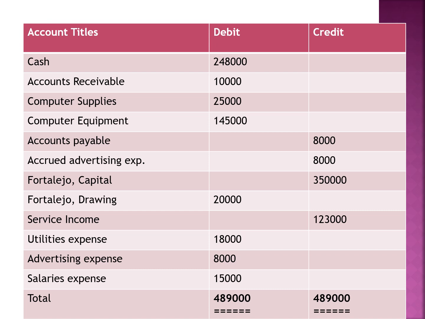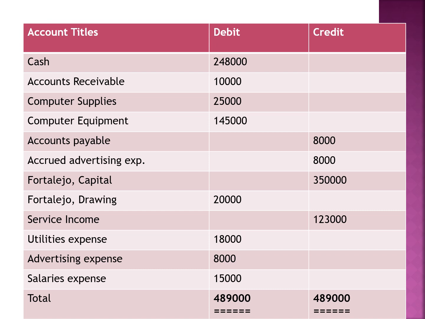Then on the debit column, you write the account title balances. So depending on the balance of the account title, you place it on the debit or credit side. Say for example, our cash has a debit balance of 240,000. So that's why we place it on the debit side. Accounts receivable also has a debit balance of 10,000. Computer supplies, 25,000 debit balance. Computer equipment, 145,000 debit balance.